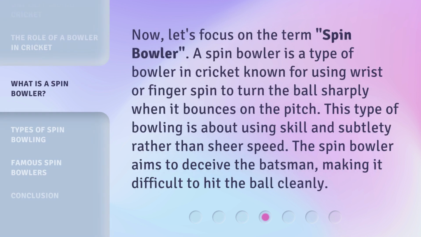Now, let's focus on the term, spin bowler. A spin bowler is a type of bowler in cricket known for using wrist or finger spin to turn the ball sharply when it bounces on the pitch. This type of bowling is about using skill and subtlety rather than sheer speed. The spin bowler aims to deceive the batsman, making it difficult to hit the ball cleanly.